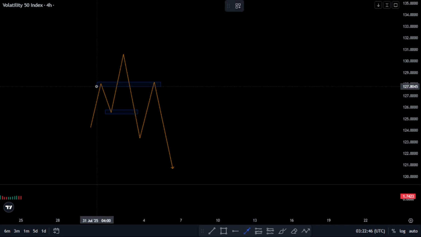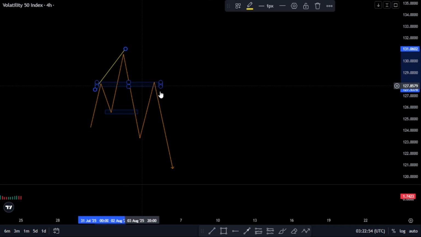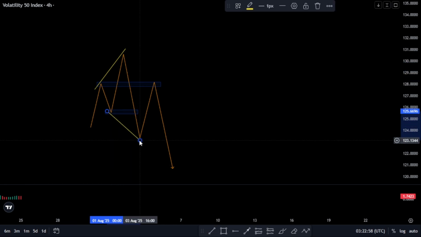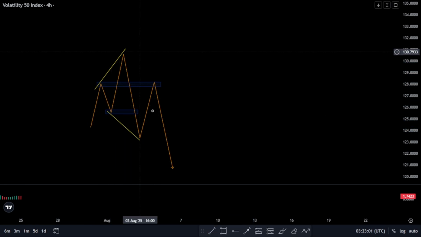And you can see here, the market gives us what? The market gives us, let me use a different color, the market gives us higher highs and lower lows. All right, higher highs and lower lows. Once the market comes back to this level, then we are looking to sell.